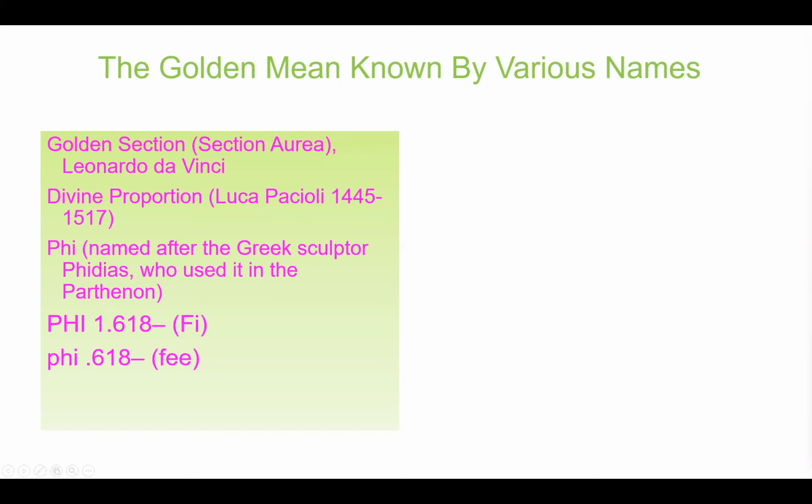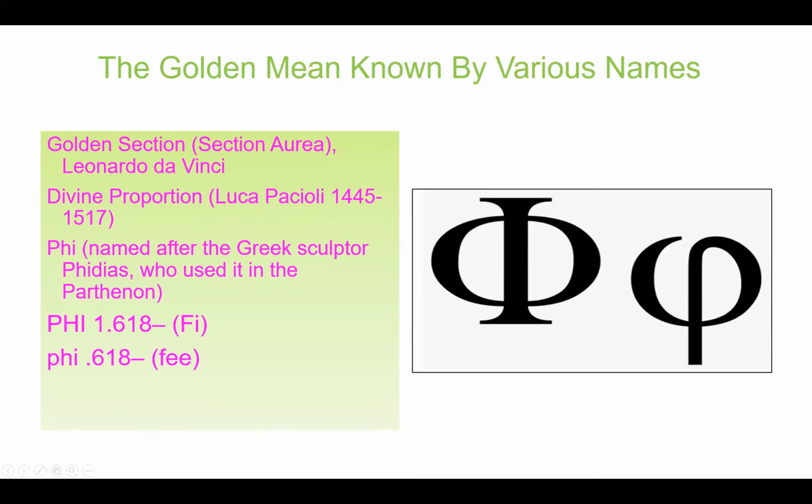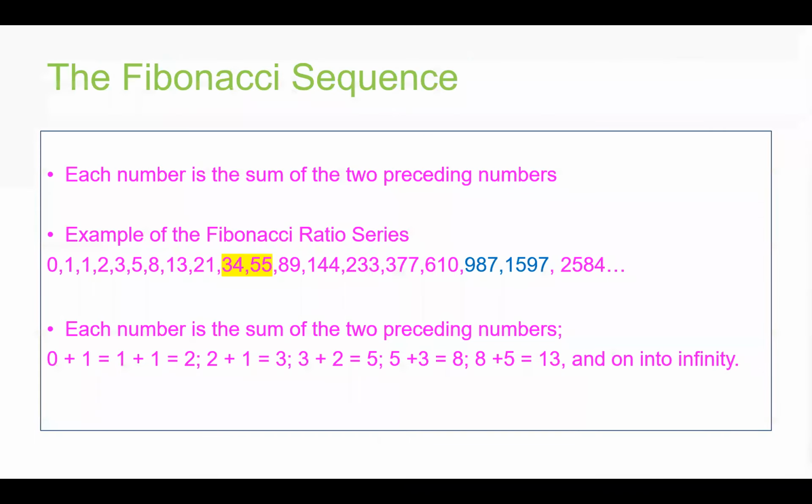Now, here are a couple of the terms. There are the symbols there. The capital Phi for the 1.618 is pronounced phi, and the lowercase reciprocal is pronounced phi. So just in case you're curious.